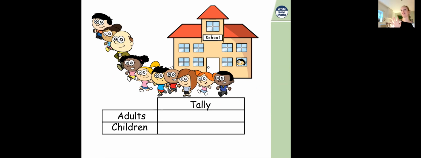Before we put anything on our tally chart, that's all the people in that class at the minute. Have a think. How many adults can you see? How many children can you see? And just have a think, what might that look like in a tally chart?